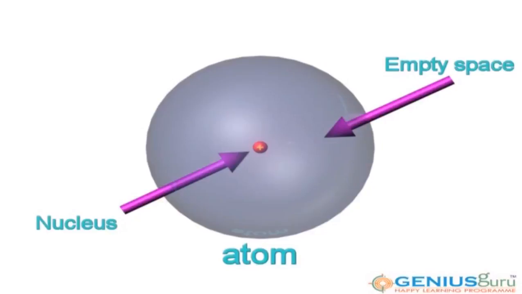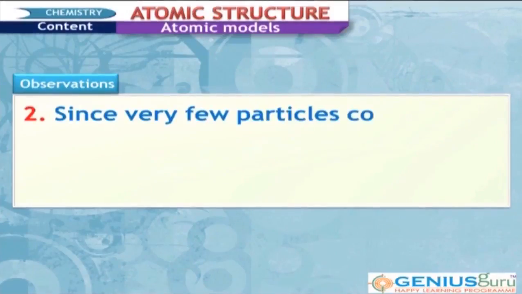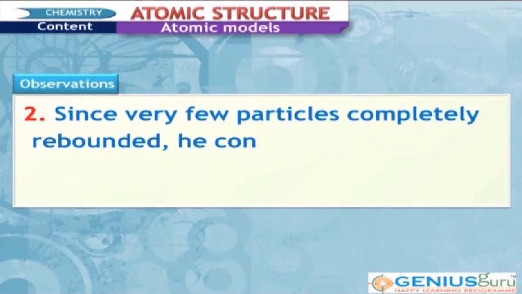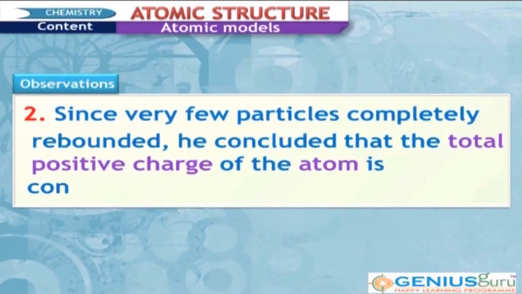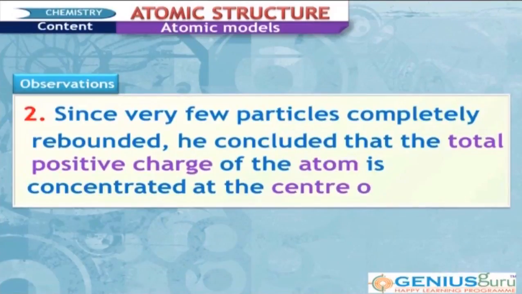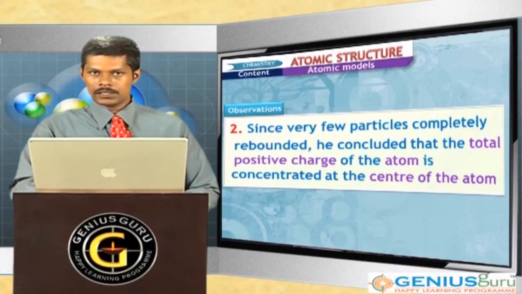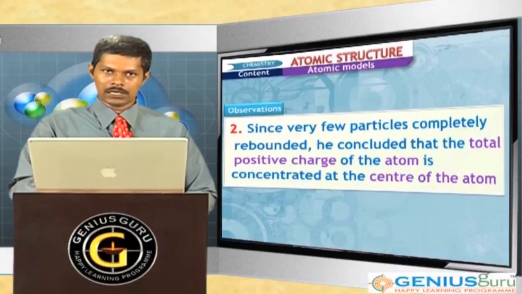This is the immediate conclusion. Next one is, since very few particles completely rebounded, he concluded that the total positive charge of the atom is concentrated at the center of the atom, because the incident particles have positive charge. So therefore, the nucleus also has positive charge. Complete rebounding takes place when the particle strikes exactly at the center of the nucleus.